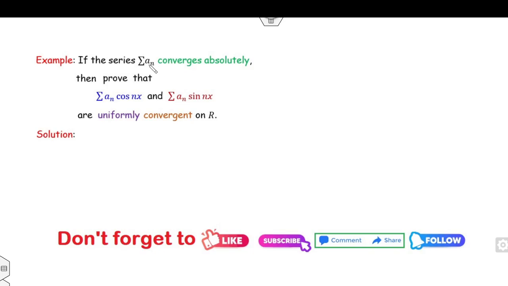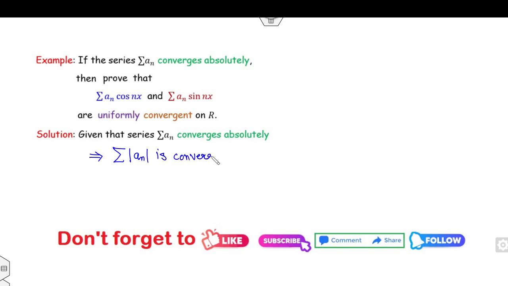If the series summation of a_n is absolutely convergent, then prove that these are uniform convergent. Very, very simple. What is given to you? What is the meaning of the series being absolutely convergent? That means the series of |a_n| is convergent. That is the definition of absolute convergence. Fine. Now let's start with the first series.